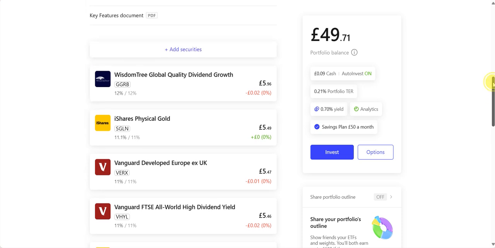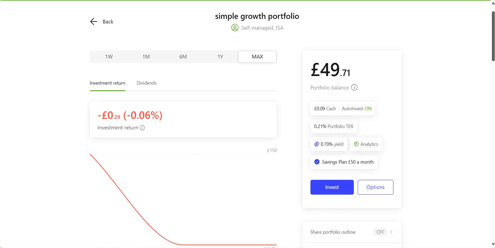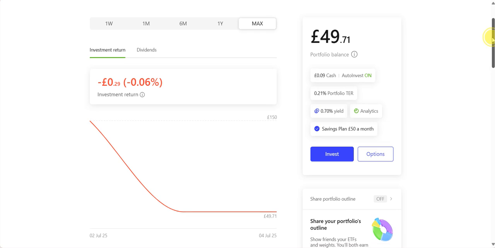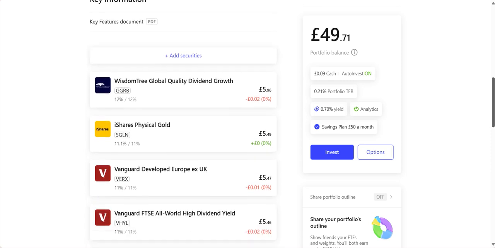Right, today's video is about a new simple growth portfolio on Invest Engine for ETFs. In my prior videos, I showed you my diverse growth portfolio, which had, for example, Germany, Spain, some IT and defence. This simple growth portfolio is for if you don't want to have too many ETFs. I have still diversified it, which I'll show you.